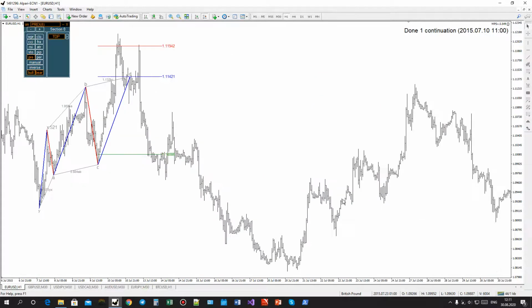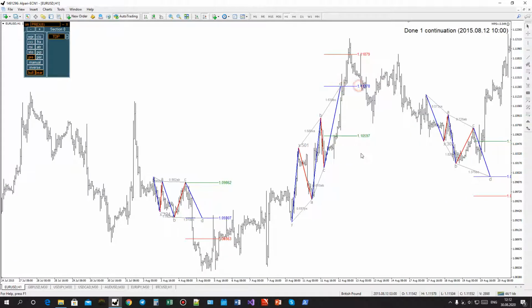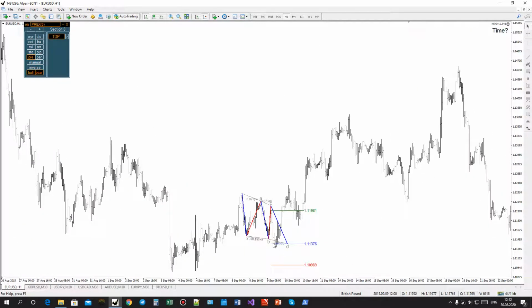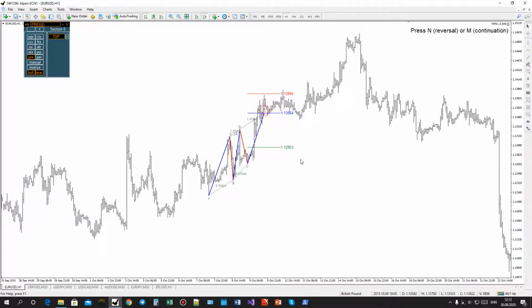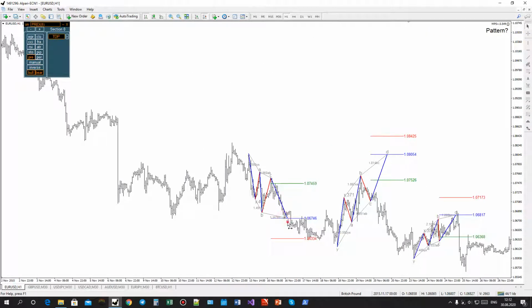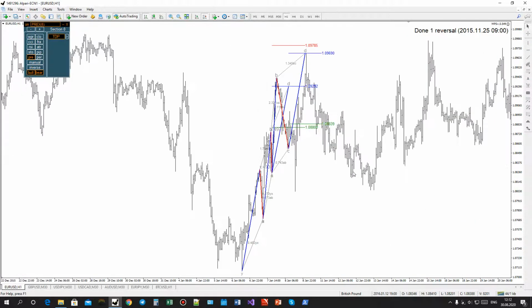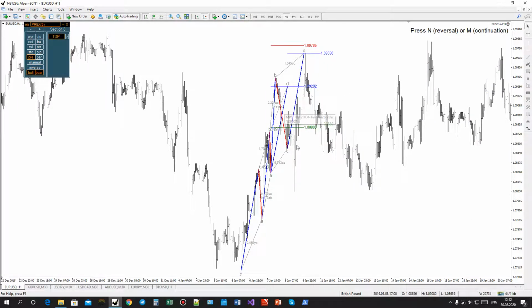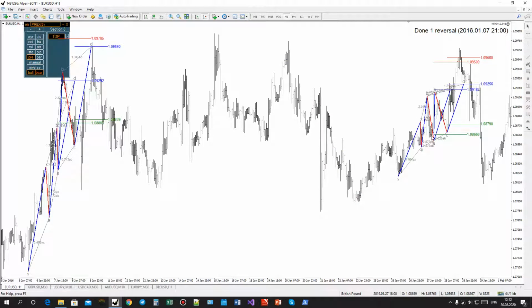This one is a loss. This one is a loss. This one is a loss. This one is a win. This one is a win. Okay, this one, it is a loss. This one is a reversal. The first one actually reverses to targets, and the second one was invalidated.